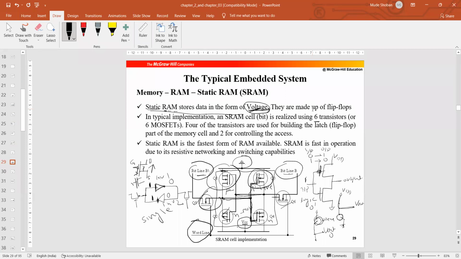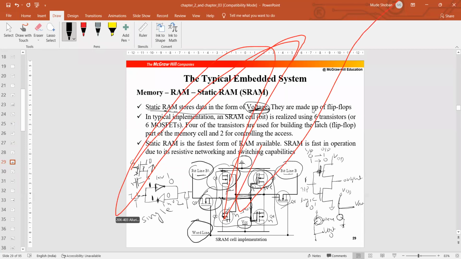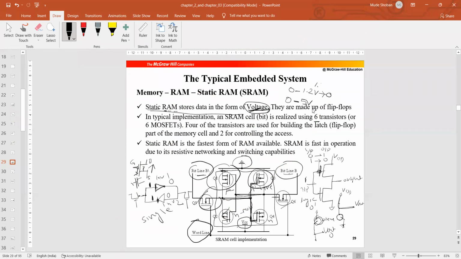For example, if any device operates between 0 to 5 volt, then 0 to 1.2 volt might be considered 0, and greater than 1.2 volt, up to 5 volt, can be read as logic 1. That is the form of digital conversion, because in memory you are ultimately storing zeros and ones. But practically, RAM stores data in the form of voltage levels, not zeros and ones. So an SRAM cell bit is realized using 6 transistors, 6 MOSFETs.